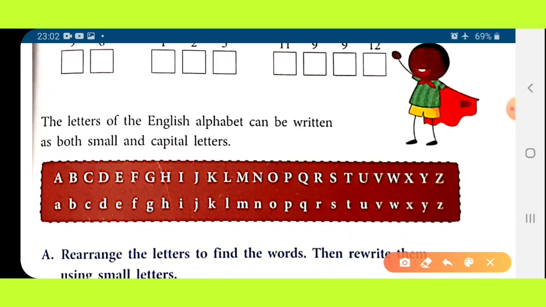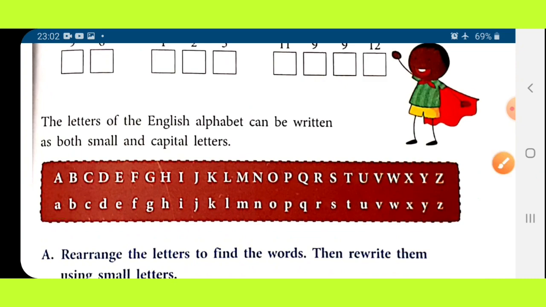Yes, these are the alphabets, and we can write them in two fonts. One is in capital letters, and the second is in small letters. Okay, capital A, then it will be the small a. All this you know very well because this is your revision part of your previous classes.